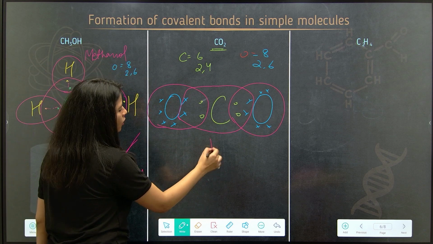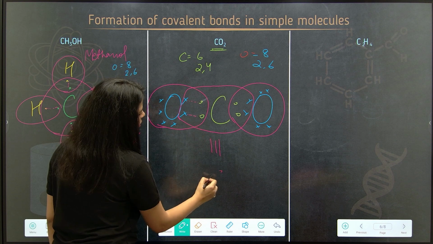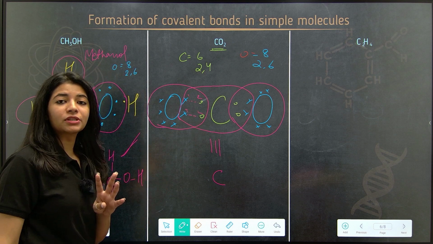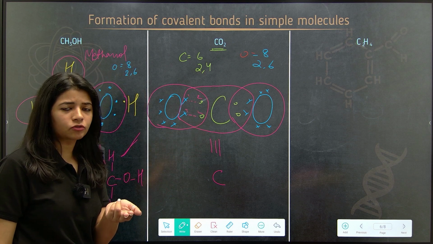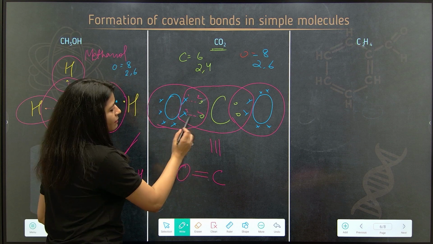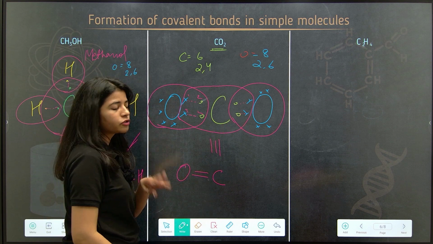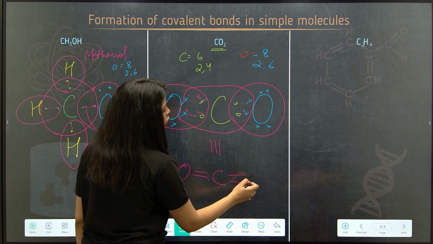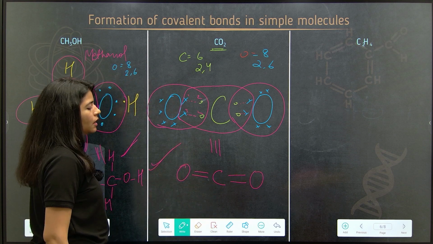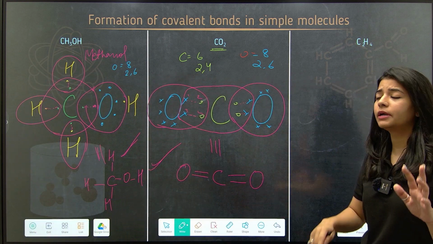Now let's check how the bonds will be formed. Can you see these electrons being shared between oxygen and carbon? So how many electrons in total? 1, 2, 3, 4. So 4 electrons have been shared, or 2 pairs of electrons. Therefore, I will make 2 bonds between carbon and oxygen. Similarly, here also, how many bonds will be formed? 2 bonds. Why? Because 4 electrons in total have been shared, or 2 pairs of electrons. So this is going to be the proper representation of how covalent bonding is formed in carbon dioxide.